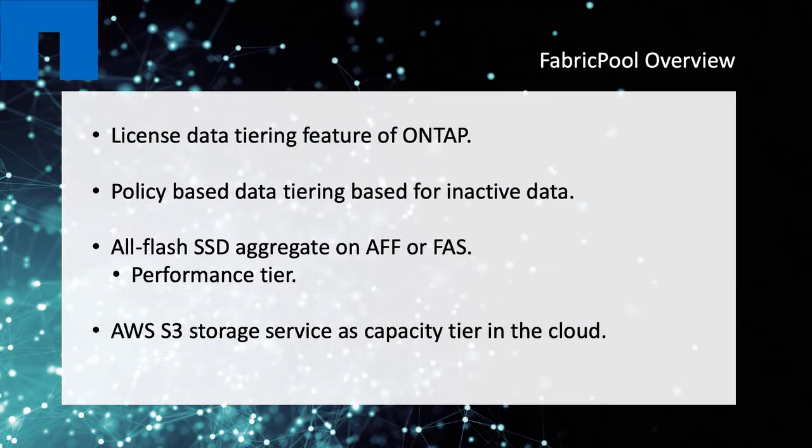FabricPool is a licensed tiering feature of ONTAP that enables policy-based data movement depending on whether or not data is frequently accessed. ONTAP uses an all-flash SSD aggregate as a performance tier and an object store in a public cloud service as a capacity tier. For this demonstration, I am using Amazon AWS S3 as the capacity tier.